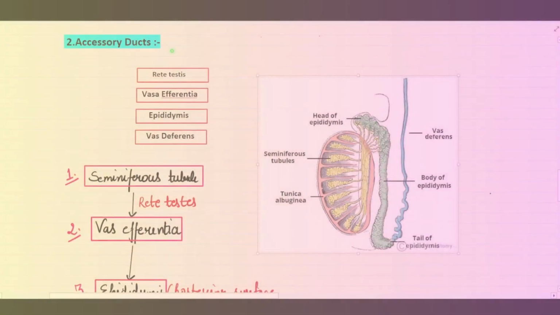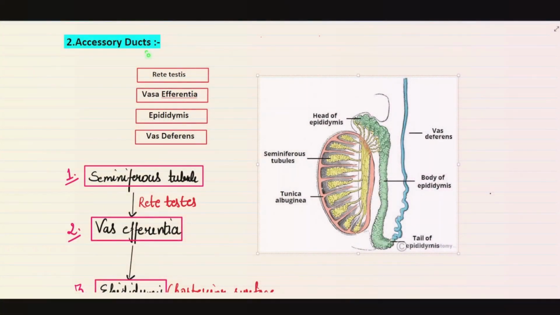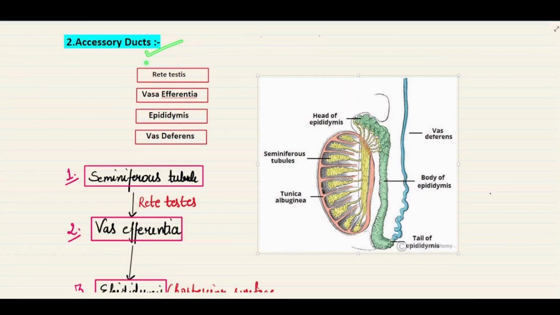Now, the second part of the male reproductive system is the secondary sex organs, that is, the accessory ducts. We have discussed the primary sex organ of the male, the testis. Second are the accessory ducts. They include mainly four parts: rete testis, vasa efferentia, epididymis, and vas deferens. These four parts come under the accessory ducts.